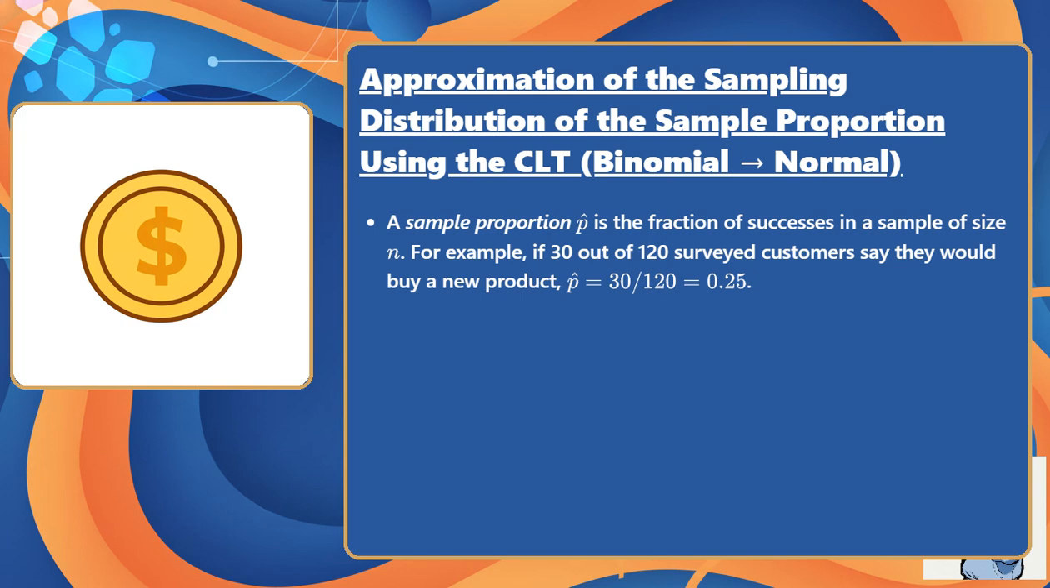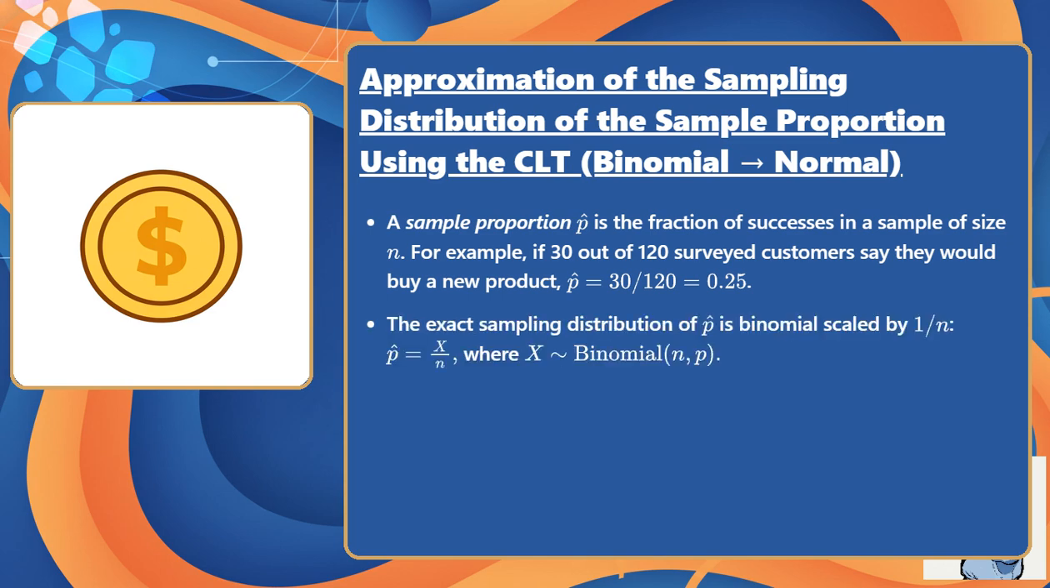A sample proportion p hat is the fraction of successes in a sample of size n. For example, if 30 out of 120 surveyed customers say they would buy a new product, p hat equals 30 divided by 120 equals 0.25. The exact sampling distribution of p hat is binomial scaled by 1 over n. P hat equals X divided by n, where X is distributed as binomial with parameters n and p.